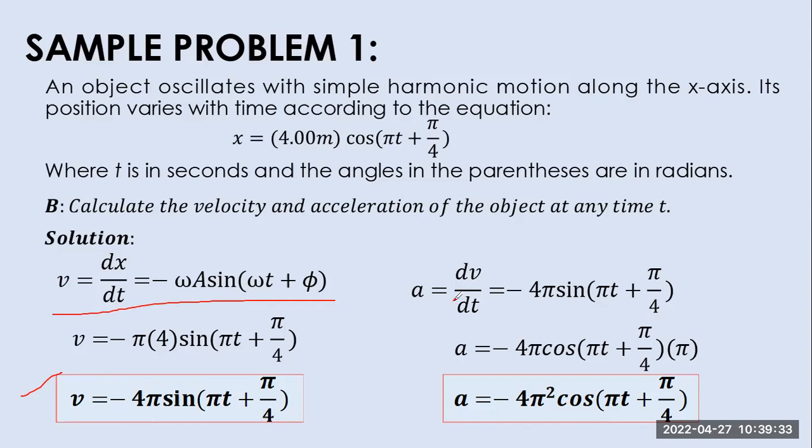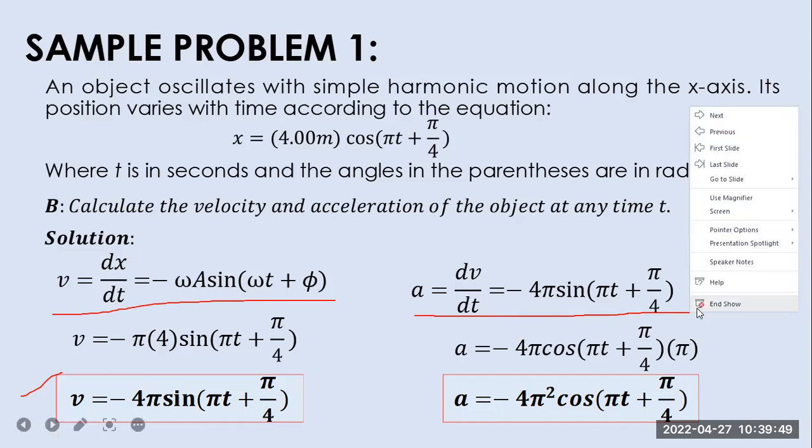And then for our acceleration, from a previous discussion, its equation is 4 pi. Okay, wait a moment. Let's go back to its formula.